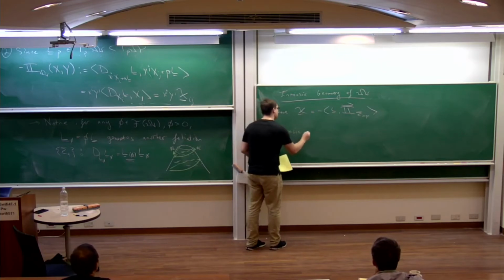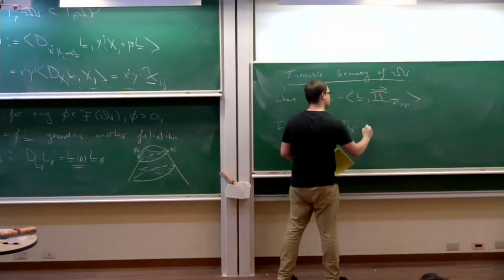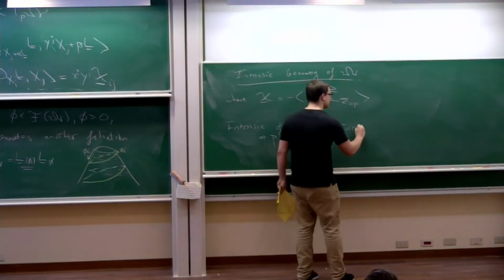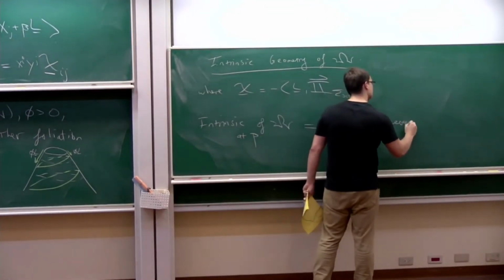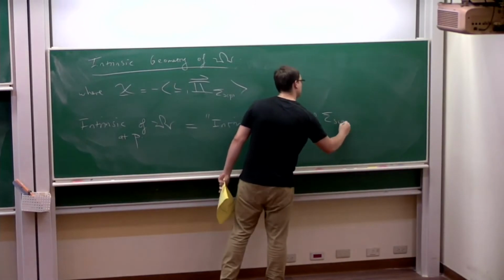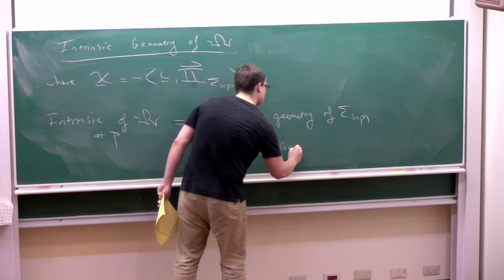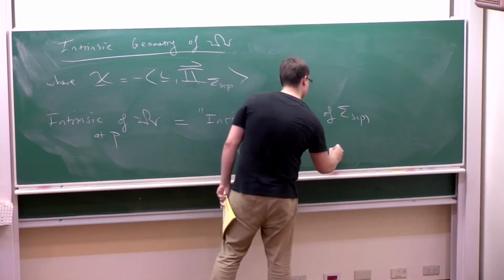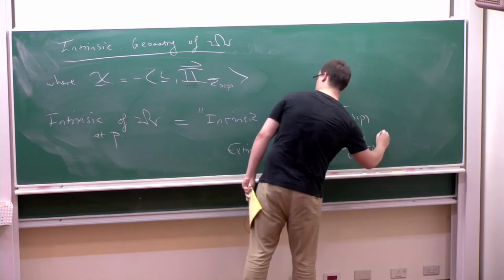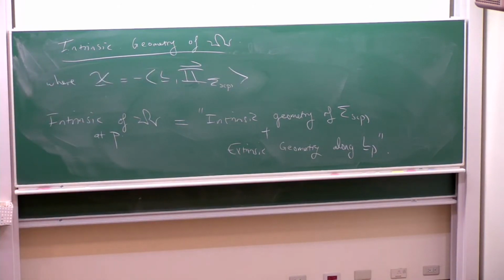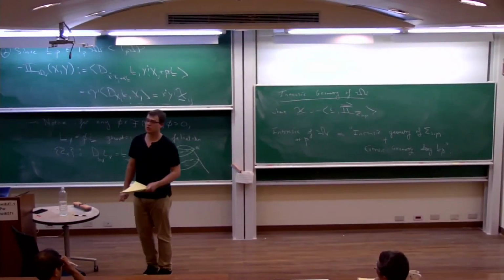Okay, so the intrinsic geometry for our omega, let's say intrinsic geometry at P, comes from the intrinsic geometry plus the extrinsic geometry for sigma S, excuse me. All right. So gamma, little gamma, and chi bar. That's the intrinsic geometry of omega. So now, finally, let's talk about the extrinsic geometry.